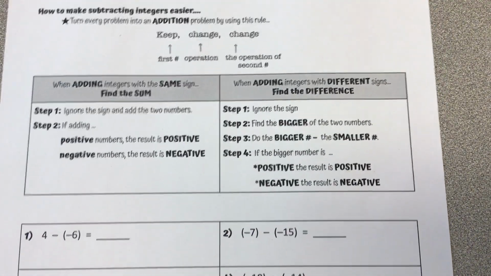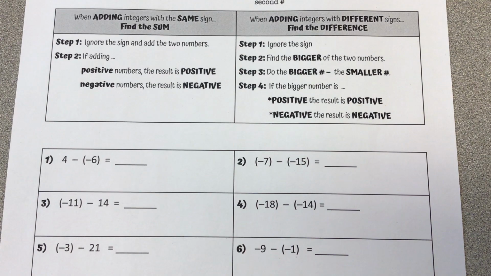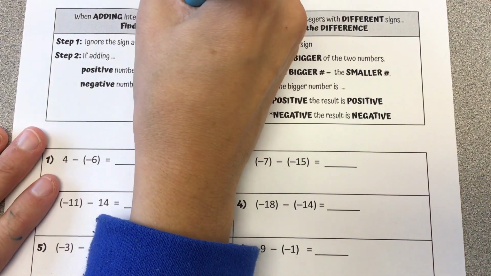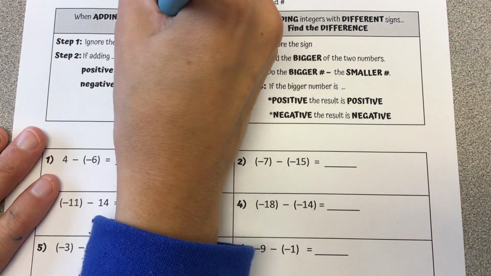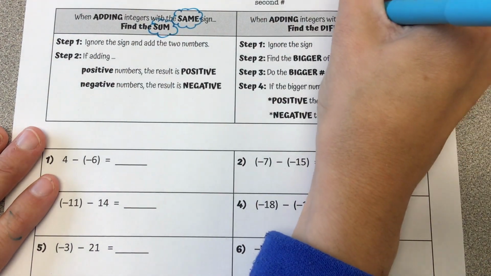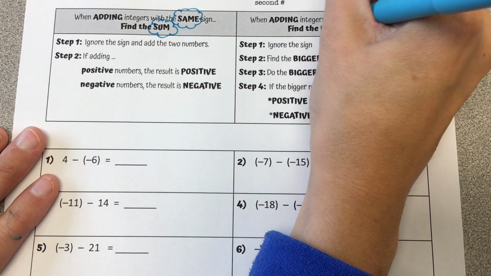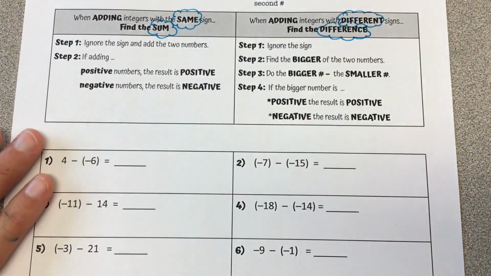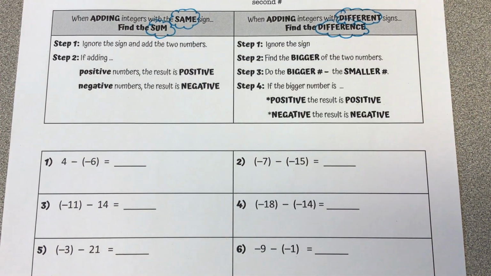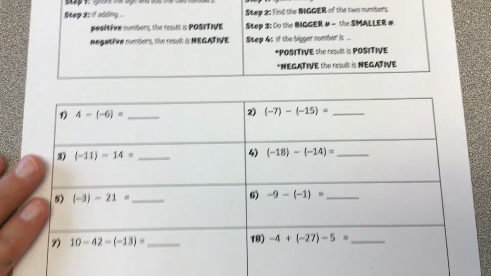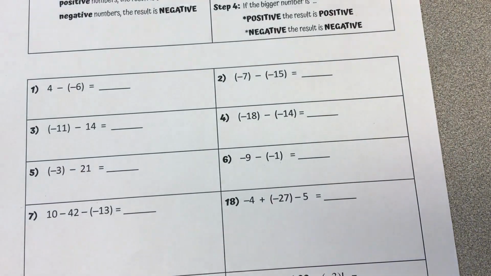So basically, what we're going to be doing here is applying those same addition rules. When we are adding with the same sign, we find the sum. When we're adding with different signs, we find the difference. So we're going to look at everything still as an addition problem. So let's look at number 1.